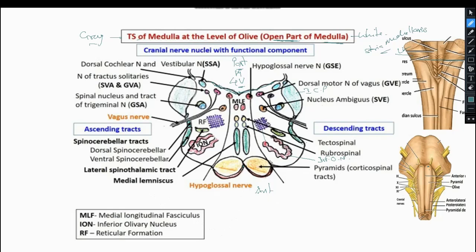Now we know what are the different structures at the different levels, whether they are in the gray matter or in the white matter. In the coming video, we will talk in detail at the different levels. Now it's time for the question and answer session. I hope you understood well.